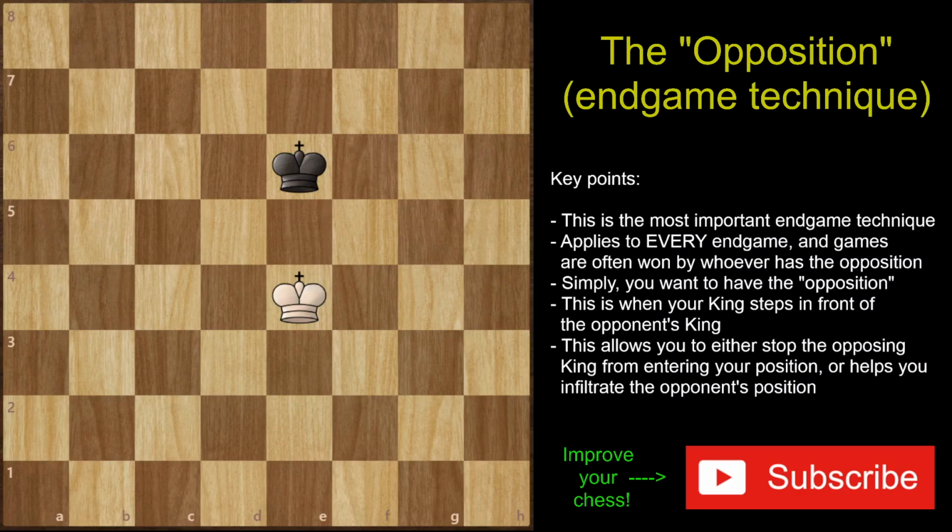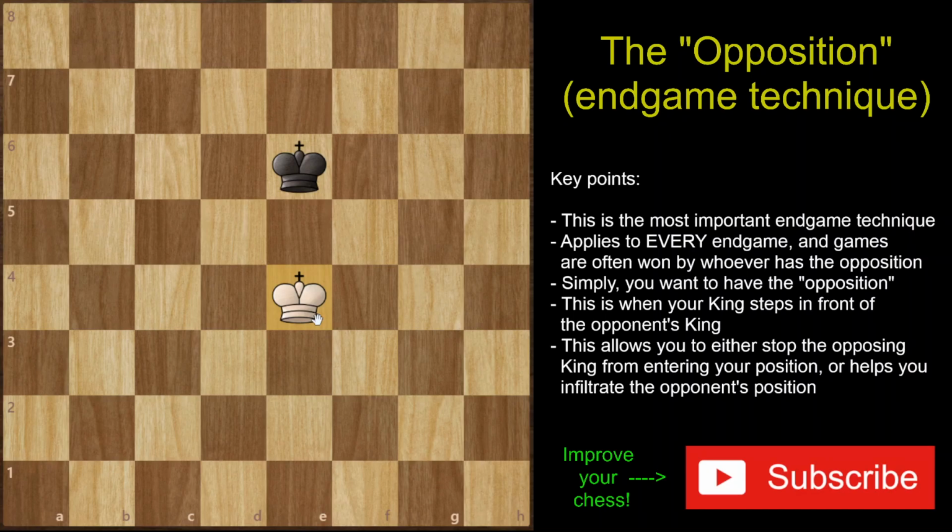So what is the opposition and why is it so important? Well, plain and simple, the opposition is when the kings are in front of each other like this, and it's the person who has the last move into this position who usually has the advantage. That seems really crazy, that a small detail makes or breaks games, but it's 100% true.